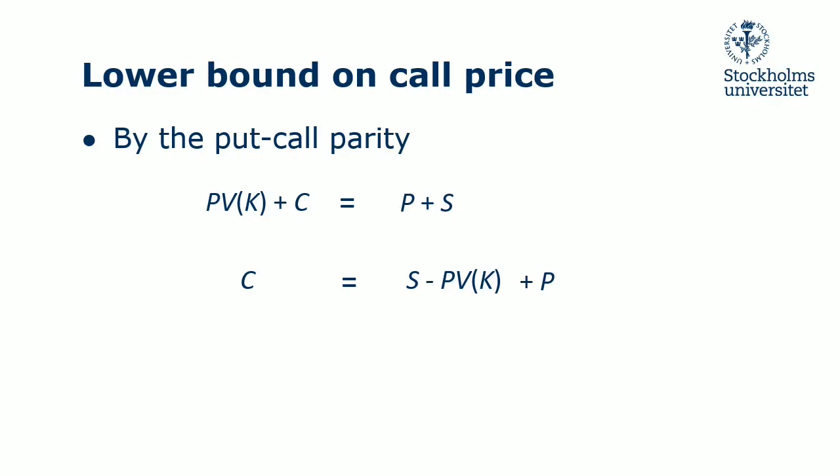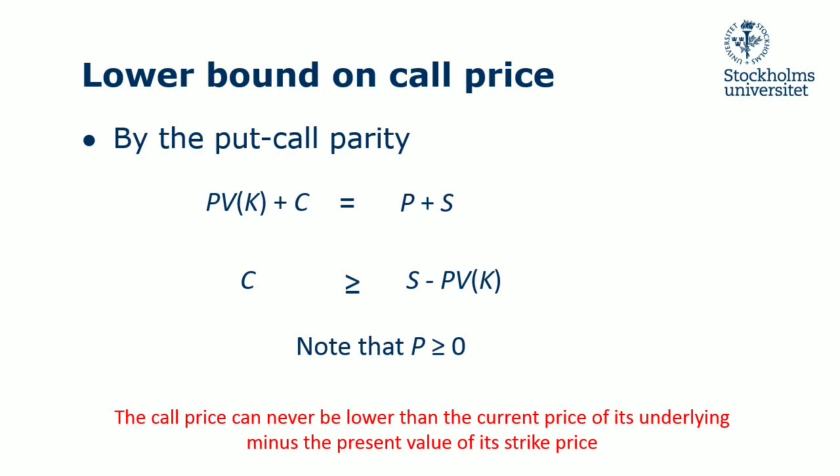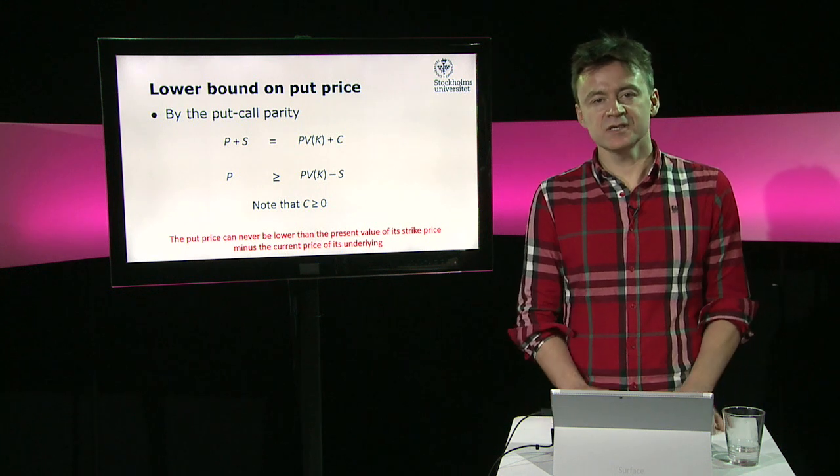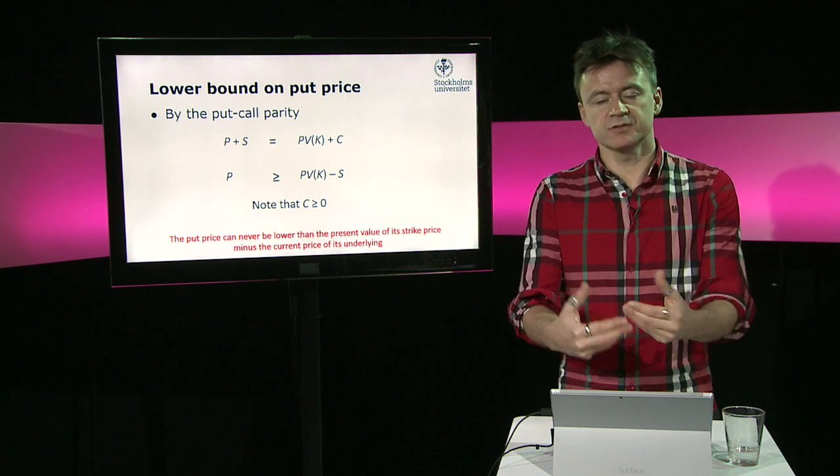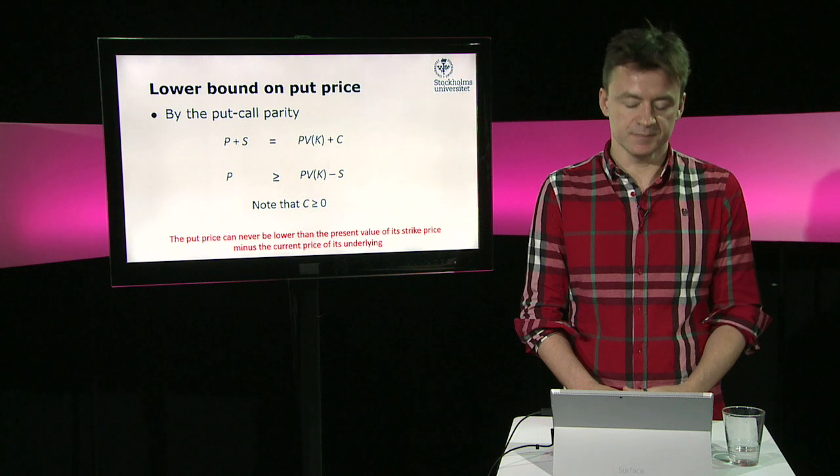Now, we're going to do exactly what we did before. Let's remove from that equality the put price, noting that the price of the put has to be greater than zero. Then that equality turns into an inequality, which means that the price of the call can never be lower than the current price of the underlying, the stock in this case, minus the present value of the strike. Now, we can actually illustrate this inequality with a graph to understand the intuition behind it.